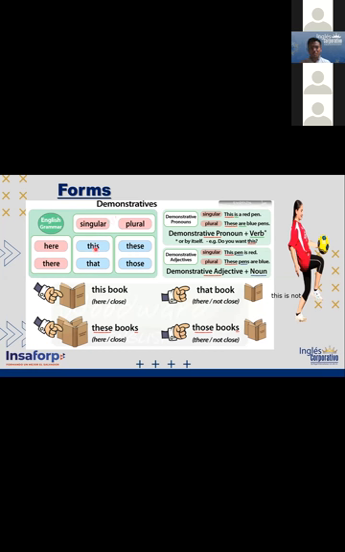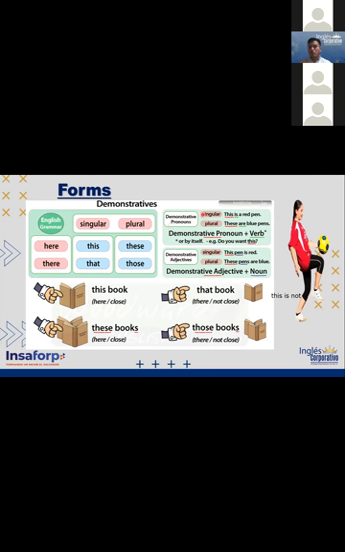We say for singulars, I use this and that. For plurals, I use these and those. So there's two different types. Hay dos situaciones acá. En este caso, the first case, this part right here, quiero que todos se centren en esta parte de acá. And pay attention, okay? Here it says demonstrative pronoun.